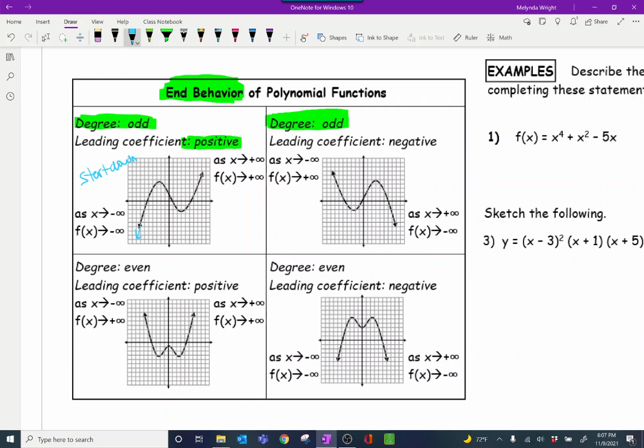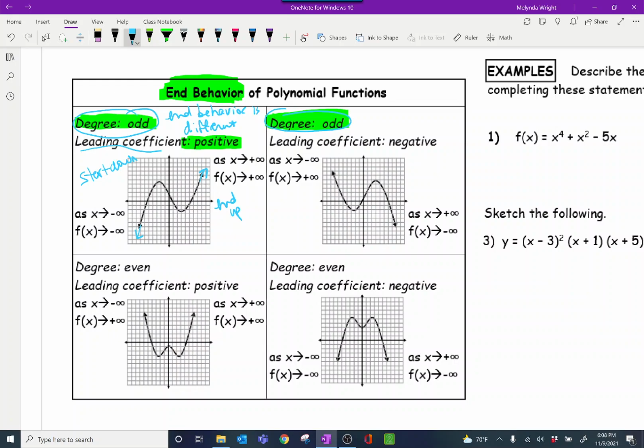So see how we're starting down and we end up. So if the degree is odd, the end behavior is different. Okay, and the end behavior is different if the degree is odd. So we've established that degree is odd, end behavior is different. And what the end behavior does depends on the sign of the leading coefficient.